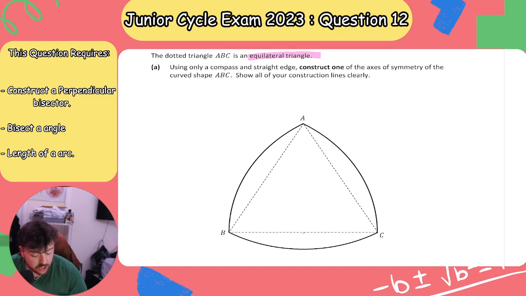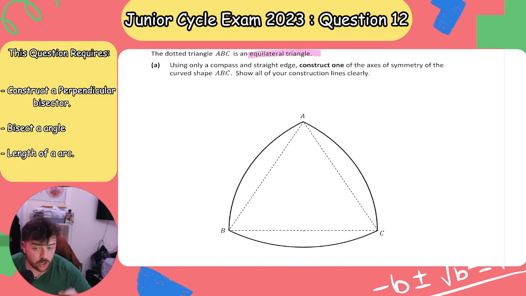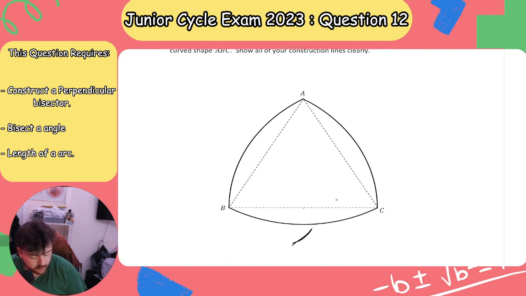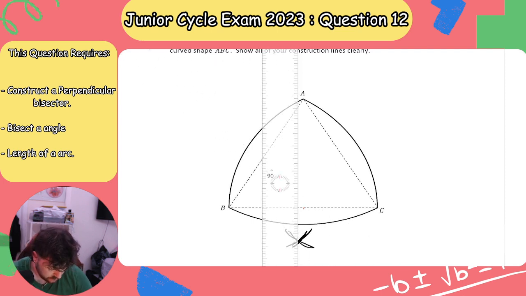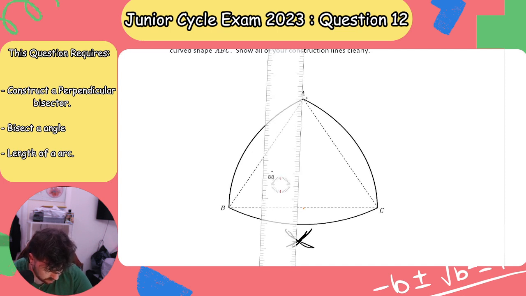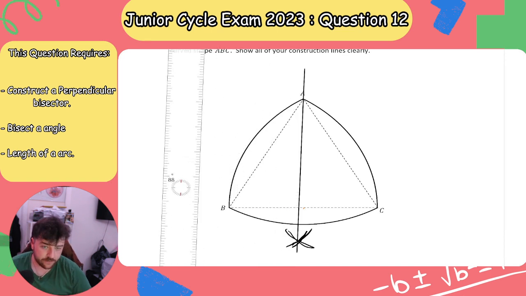It says use your compass and a straight edge, so you cannot just use your set square for this. You have to use your compass as well. So you set it up, you draw your arc down here. Then you set it up, and you draw your arc again. See where they overlap, and then you take out your ruler and draw a line. And there you go, there's an axis of symmetry done.